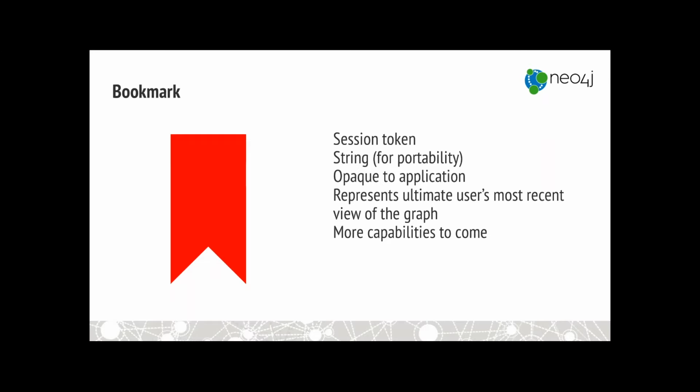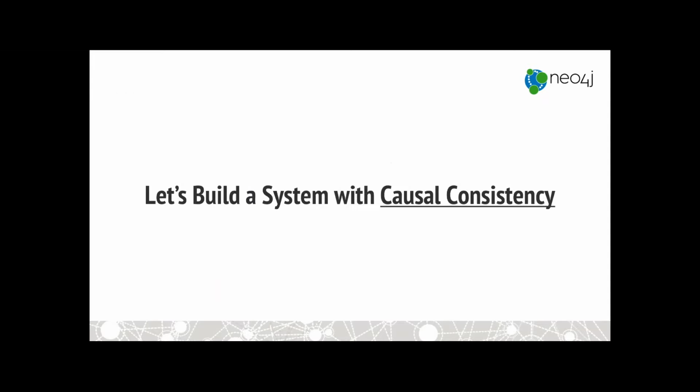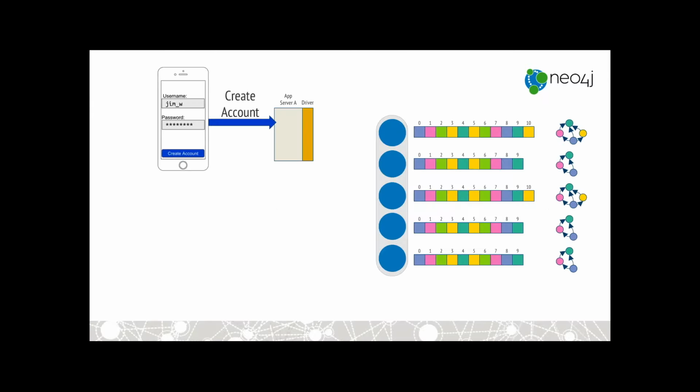Neo4j does better. In Neo4j from 3.1 onwards, we have this notion of a bookmark. And all it is is a token. It's an opaque token that represents the user's most recent view of the graph. And we can use it to make sure that we never go back in time. That's what causal consistency is. So let's see how we build this app with causal consistency.